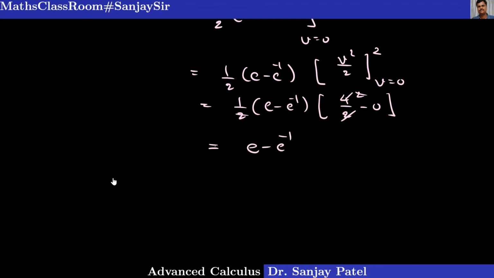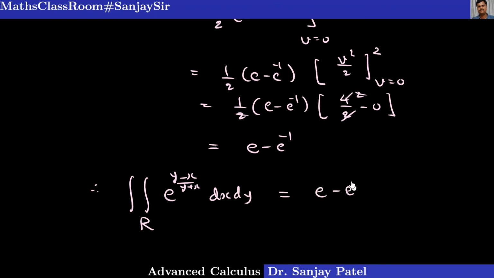So the required double integral, which is given over the triangle, of e raised to y minus x upon y plus x dx dy over the region R is e minus e raised to minus 1.